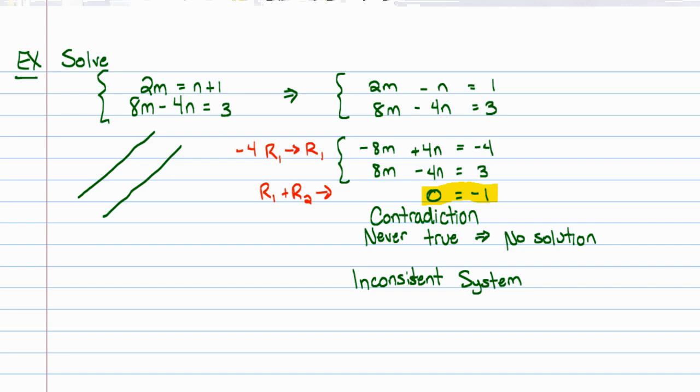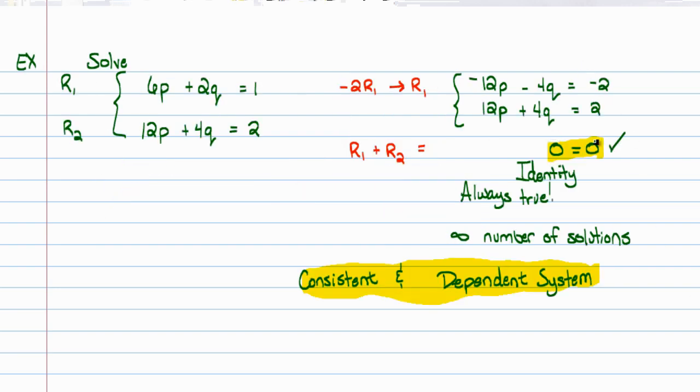And then you just got to know that algebraically, if you try to solve a system and all your variables disappear, and you end up with something like 5 is equal to 5, or in this case 0 is equal to 0, or 10 is equal to 10, something that's always true, then you know that those actually represent the same graph. They're on top of each other. So they're consistent and they're dependent.